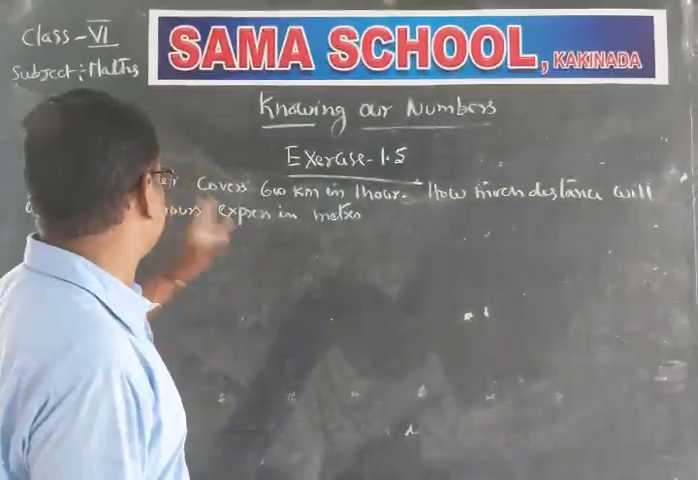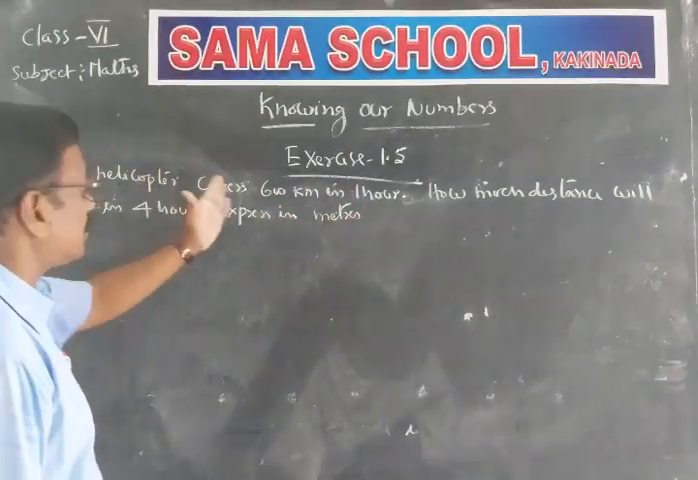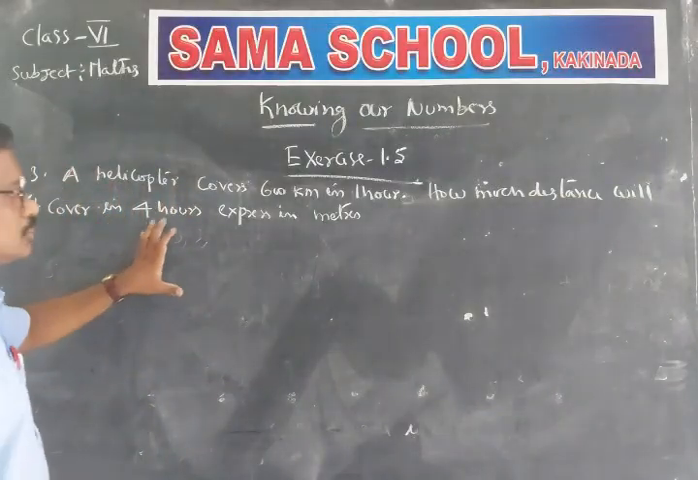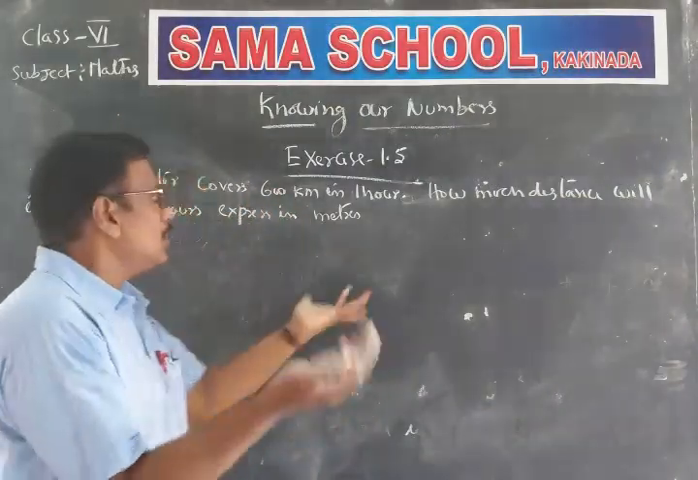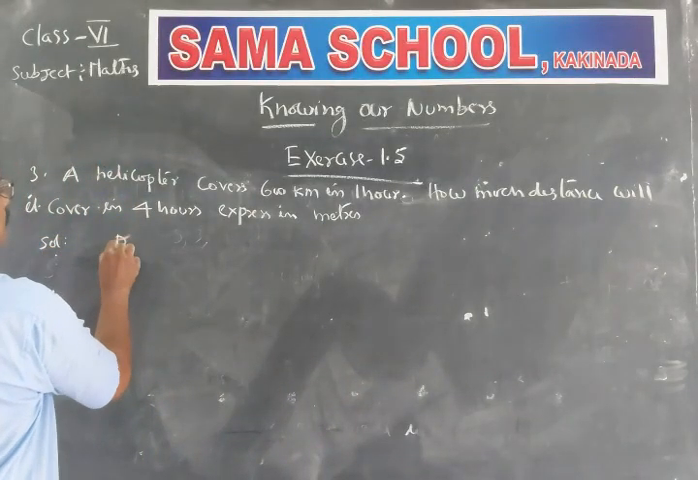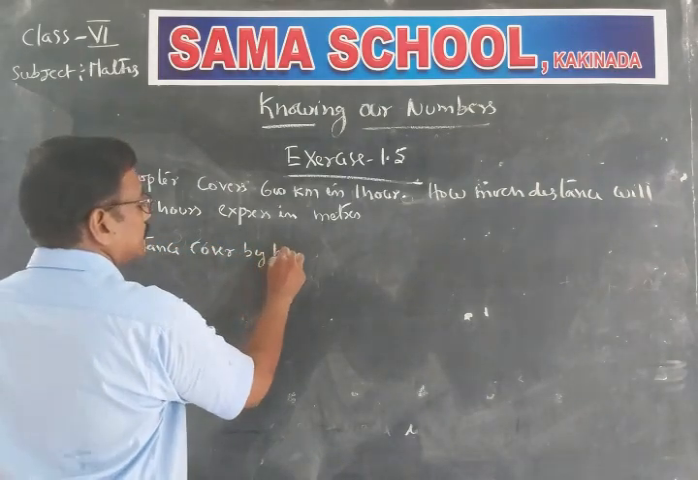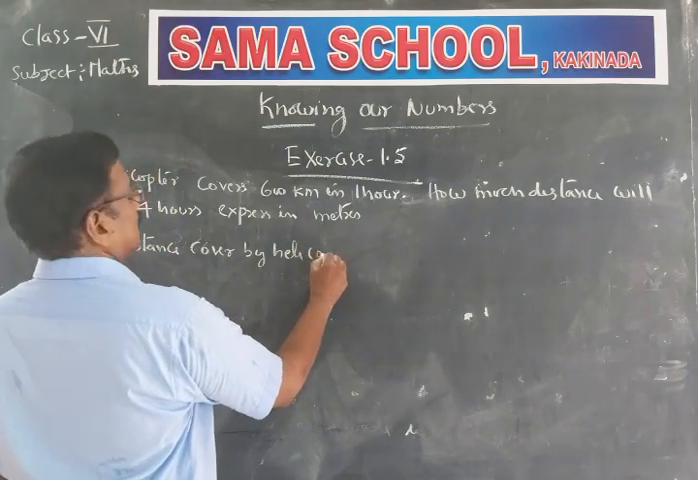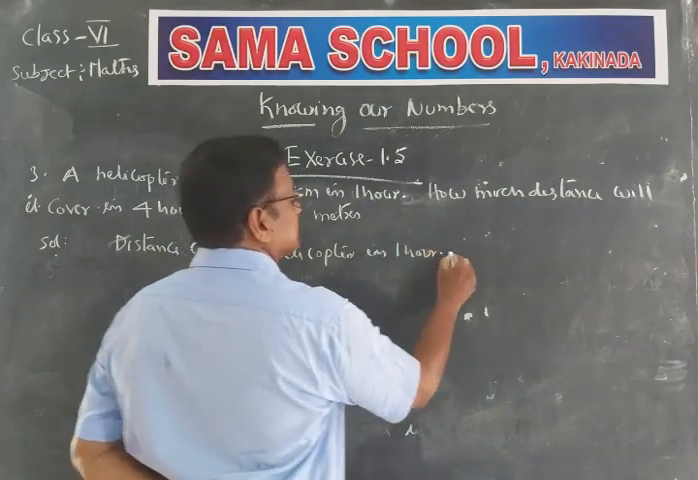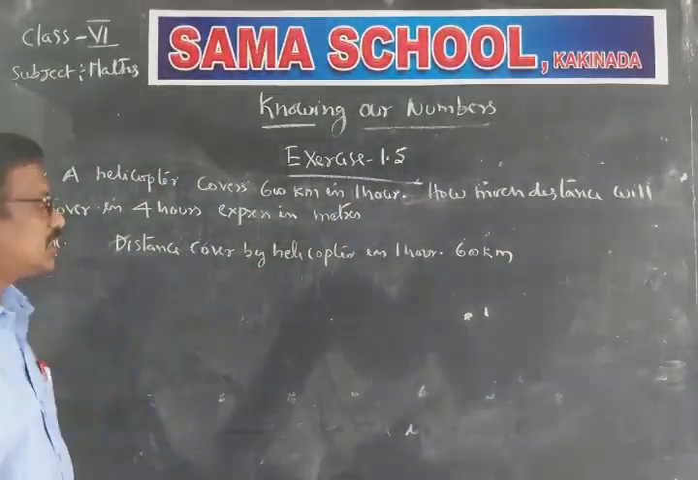Now exercise 1.3 also. A helicopter covers 600 km in 1 hour. The distance covered in 1 hour is 600 kilometers. Now how much distance will it cover in 4 hours? Express in meters, kilometers to meters. Now the solution. Distance covered by the helicopter in 1 hour is 600 kilometers.